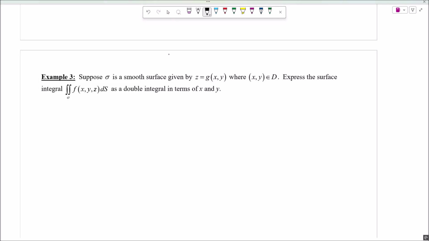We're now going to take a look at an interesting idea highlighted here by example number 3. What would happen if the surface that I was attempting to work with in my surface integral was actually one that was given by a function?